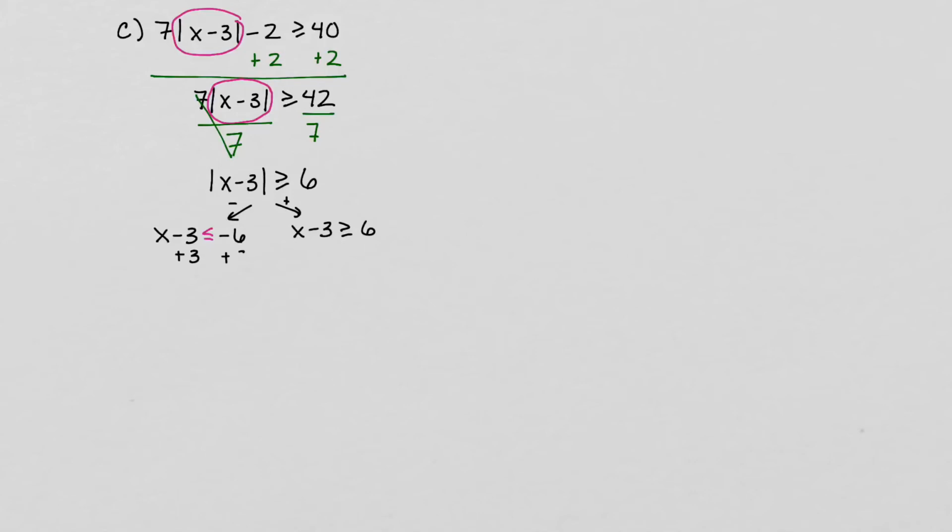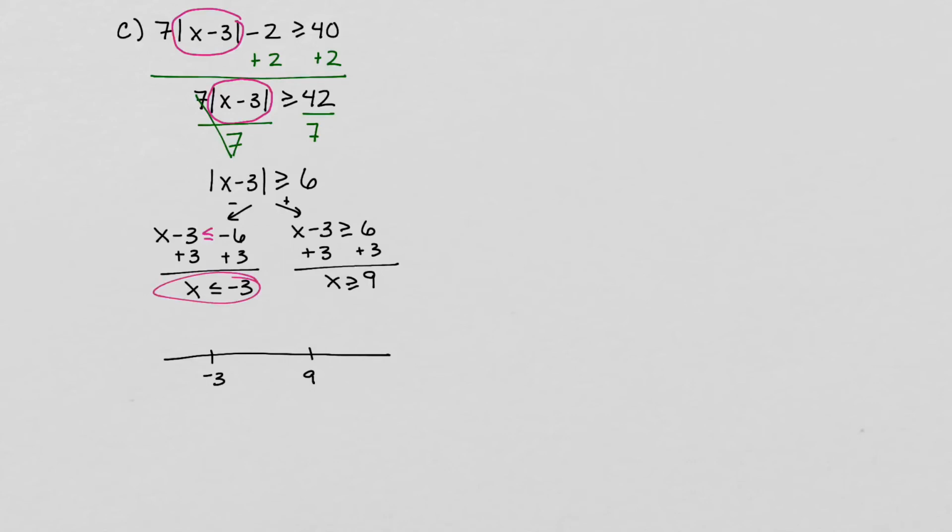I'm going to add 3 to both sides. So x is less than or equal to negative 3. Add 3, add 3. X is greater than or equal to 9. And now I'm going to draw each of these on a number line. So here's negative 3. Here's 9.